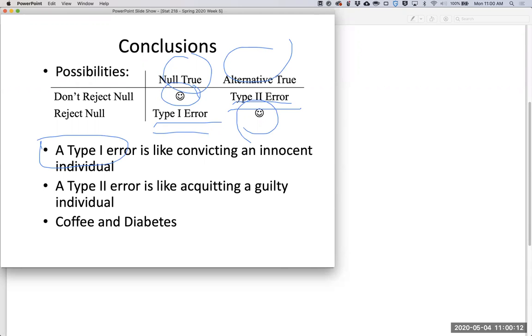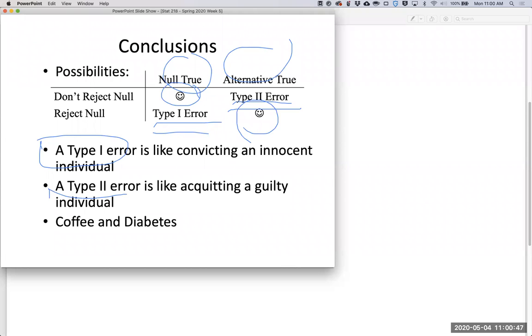A person who is not, in fact, guilty, the null is really true, but we falsely conclude that we reject the null. That's a type 1 error. A type 2 error is like acquitting someone who's actually guilty. Type 2 error, the person actually is guilty of the crime, but we don't have enough evidence to convict. So a good place to hang your hat there.